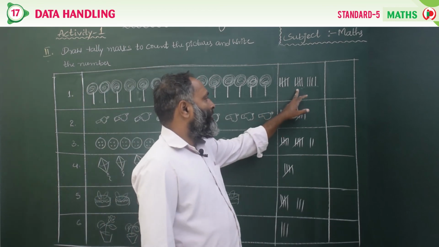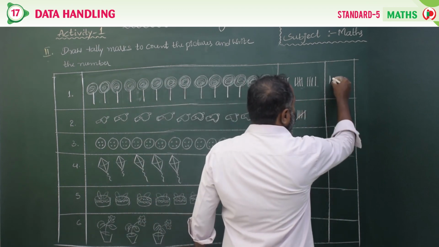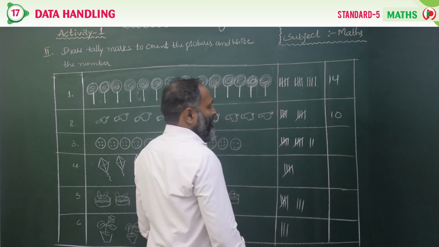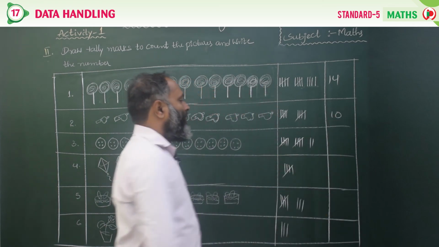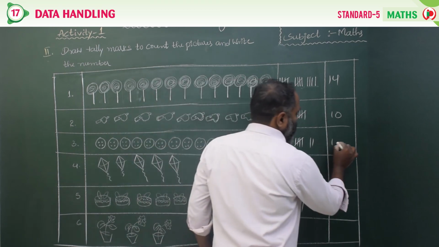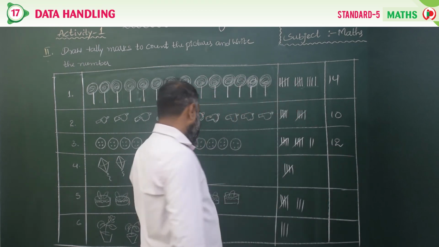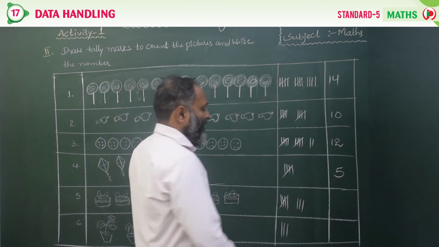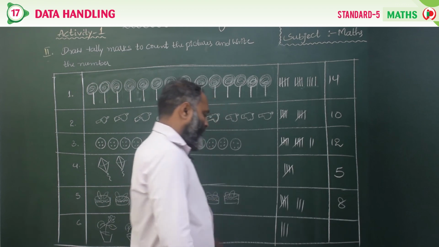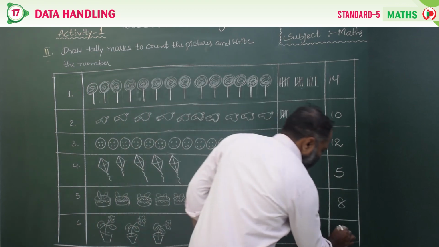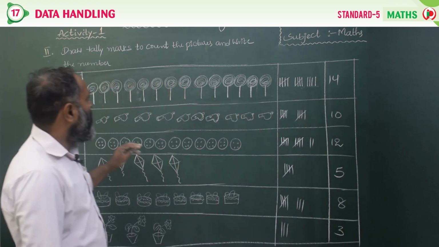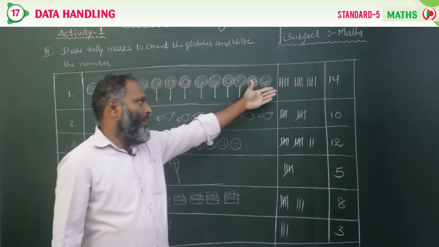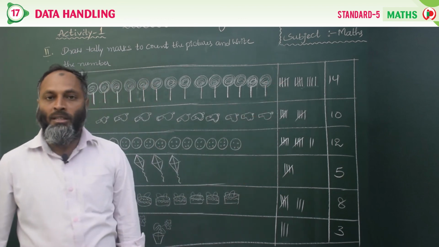Like this we make groups of 5 lines. Now here 5 plus 5, 10, 10 plus 4, 14 lollipops. Now 5 plus 5, 10 whistles. Then 5 plus 5, 10, 10 plus 2, 12 buttons. Then 5 kites. Then 5, 6, 7, 8, 8 baskets. Now 3 flower pots. So this is the data which we can represent using tally marks and the total, that is the frequency. Okay students.